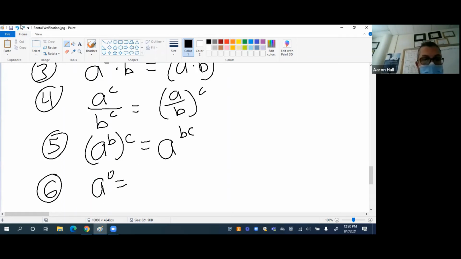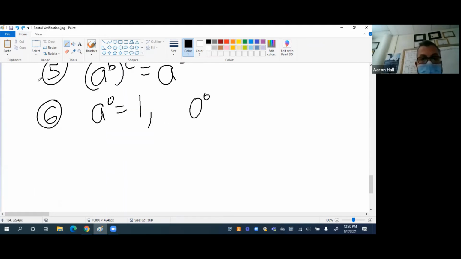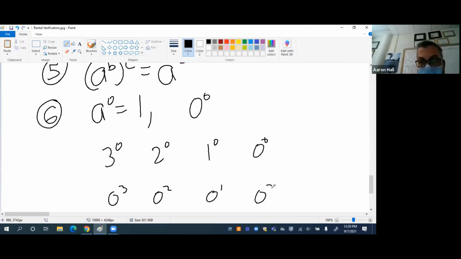1. Unless we have 0 to the power of 0. Are you good with this, or do you want an explanation of why this doesn't work? Okay, here's your explanation of why 0 to the power of 0 does not work. Let's do 3 to the power of 0, 2 to the power of 0, 1 to the power of 0, 0 to the power of 0, or 0 to the power of 3, 0 to the power of 2, 0 to the power of 1, and 0 to the power of 0.